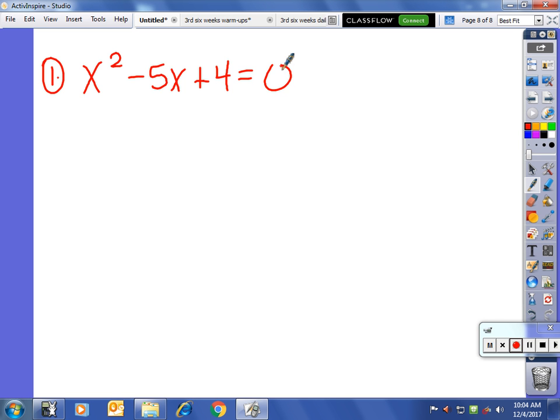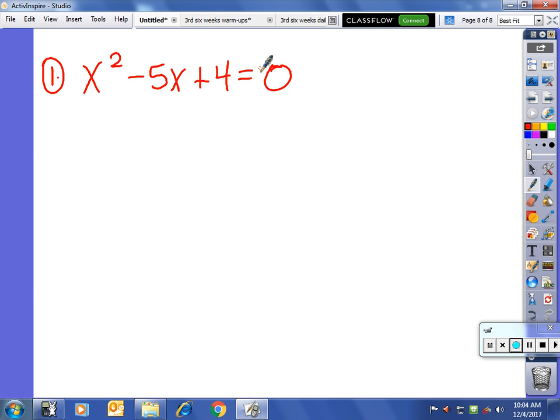How do I know I'm supposed to solve this and not just factor it? It equals 0. Your homework will be questions like this. I do not want to see you factoring. I want to see you quadratic formulaing. Okay, so I need to see all that work. You're not going to get credit unless you show me the work.